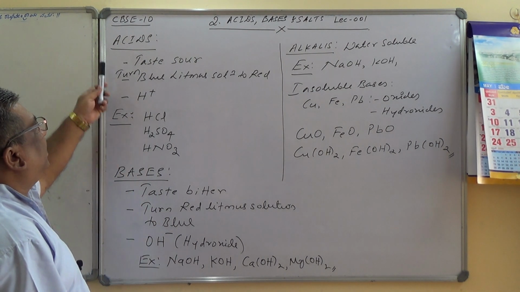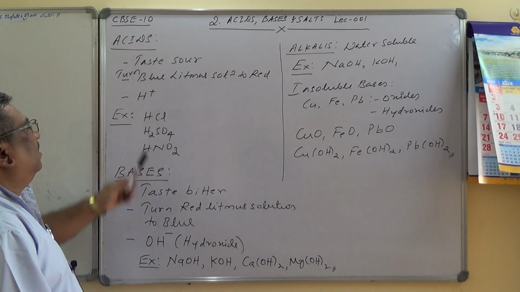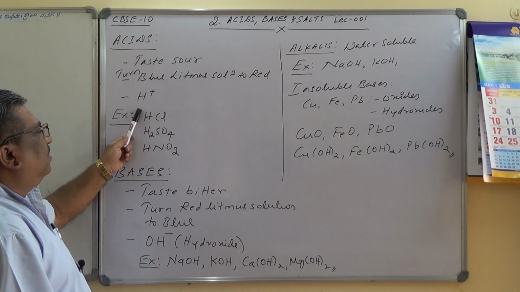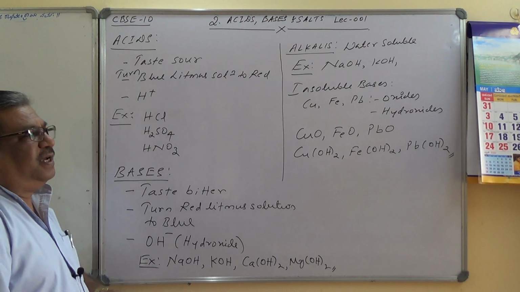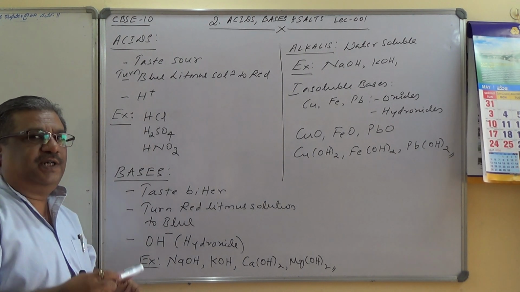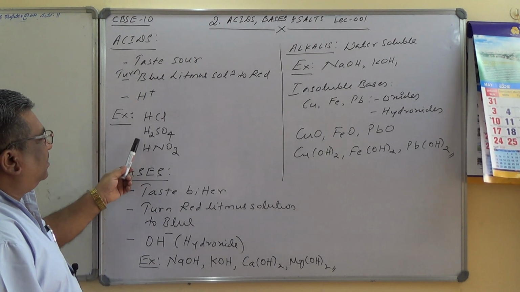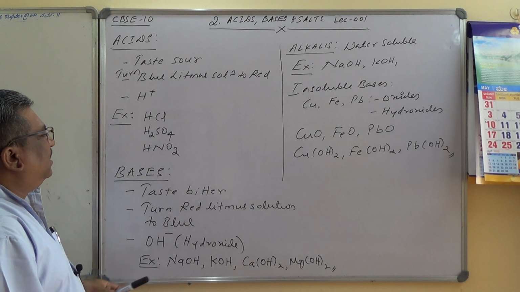I hope you are able to understand over here. So how did we define acids? Acids are the substances which taste sour and they turn blue litmus solution to red, and when you dissolve acids in water, they release H plus ions as the only positively charged ions in aqueous solutions. Example, hydrochloric acid, sulfuric acid, nitric acid. This is hydrochloric acid and HNO3 is nitric acid.